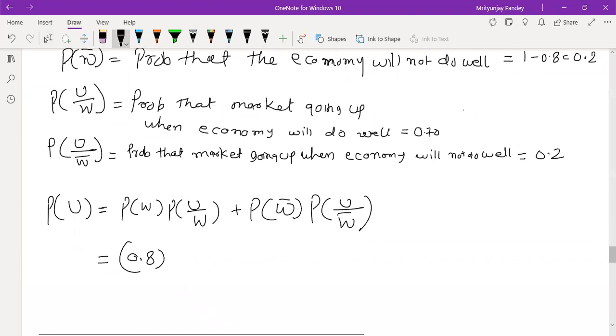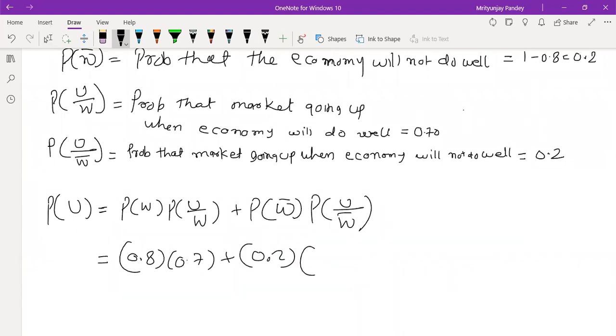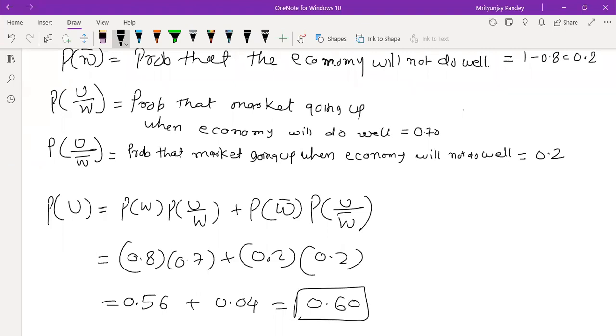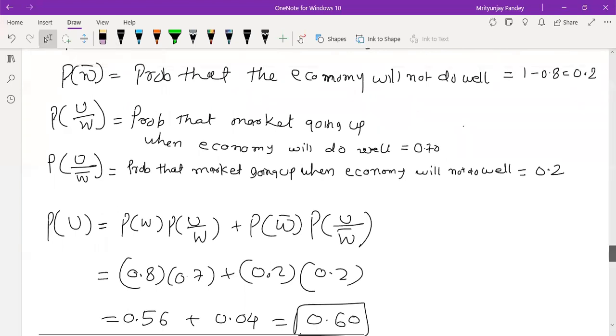0.7, plus P of W bar is 0.2, and P of U by W bar is again 0.2. So tell me the answer. That is 0.6 and that is 0.04. Finally it is 0.6. Any doubt? No, sir. Okay, so this is your complete solution of this question.